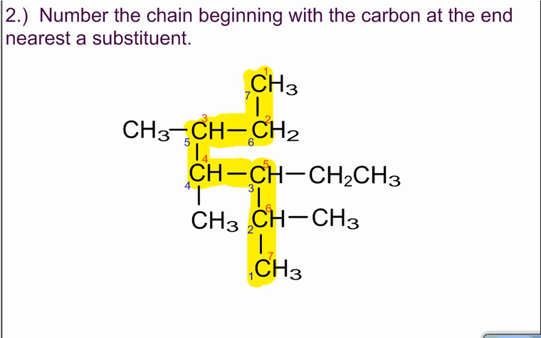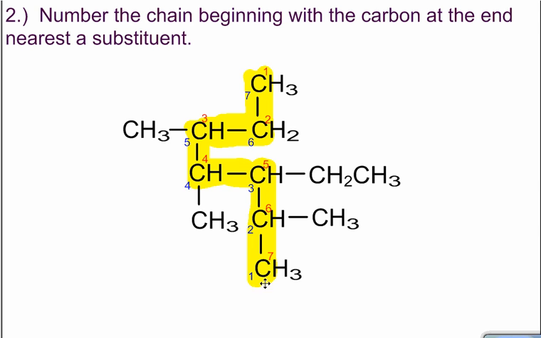Our next step in naming an organic compound is to number the chain beginning with the carbon at the end nearest a substituent. This is because we want the substituents to occur at the lowest numbers possible. So if I start up here with this being 1, because most of you would probably start at the top and just number down, if this is carbon 1, my first substituent begins at carbon 3.